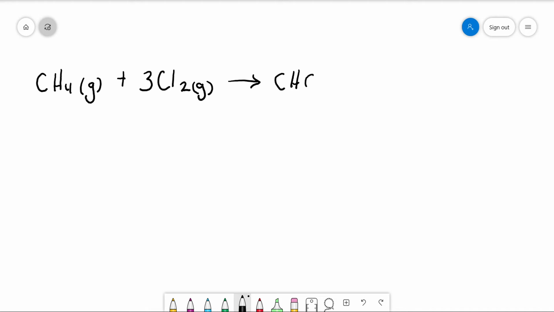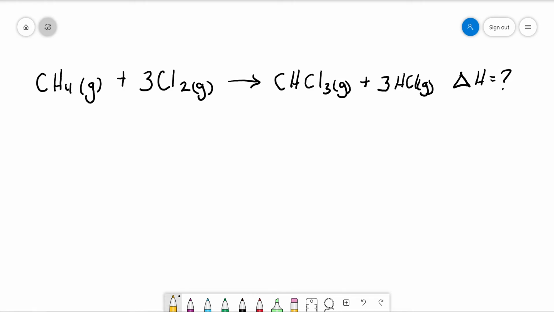All right, I just want to do one more example of a bond dissociation energy to estimate the delta H of a reaction, just so you guys are sure to get enough practice at it. So if we have this reaction here, methane, CH4 gas, plus 3 Cl2 gas, gives us CHCl3 gas, plus 3 HCl gas, and we want to know what our delta H is.